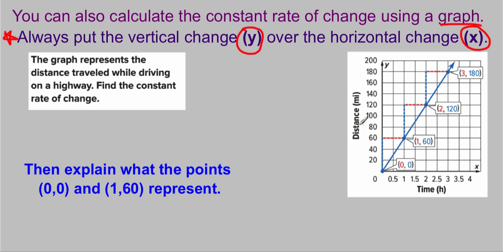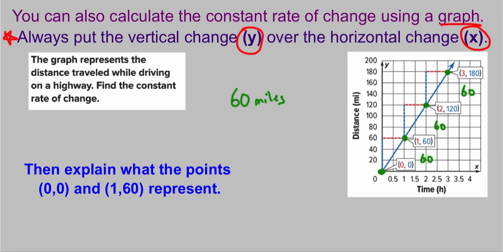So this one is comparing distance traveled versus time on a highway. Our first point down here, they have it as 0, 0. Then it goes up to 1 and 60, 2 and 120, 3 and 180. So let's look at the y's change. That's our second number. It went up from 0 up to 60, so it went up by 60. Then it went from 60 to 120. That's another change of 60. Then 120 to 180, another change of 60. So we have a nice consistent change of 60 miles, because we're counting by miles as we went up.